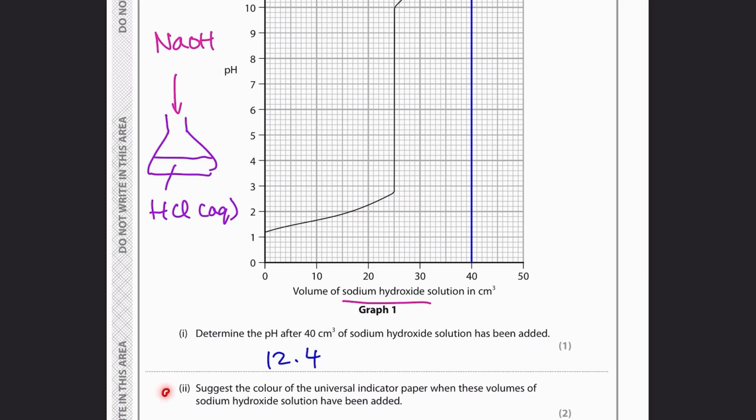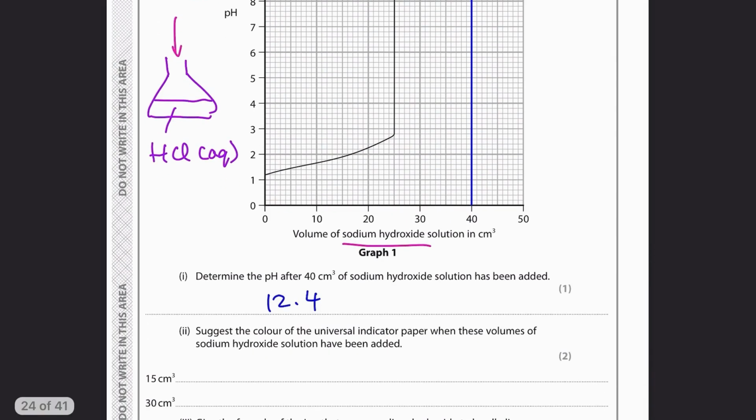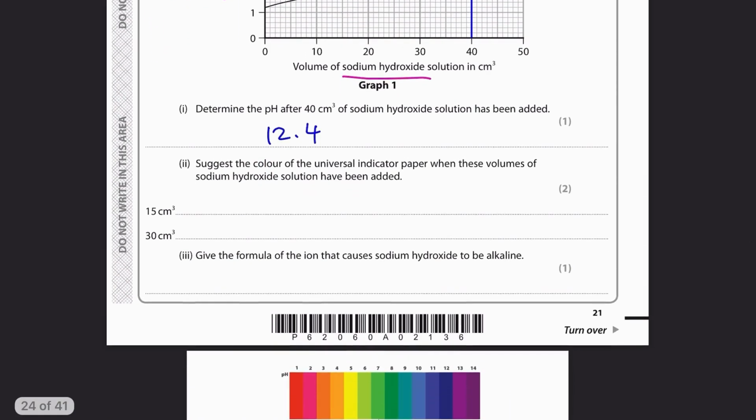And then part 2 says, suggest the color of the universal indicator paper when these volumes of sodium hydroxide solution have been added. So it's asking for the color. Read the question carefully. It's not asking for the pH. So it's not like, oh, 15, I'm going to go 15 and 2. No. It's not asking for the pH. It's asking for the color. And I hope, again, back to this picture, isn't it? So therefore, remember, if it's acidic, it'll be this red for strong acid and a yellowish for weak acids. And then purple for strong alkali, and then greenish blue for a weak alkali.